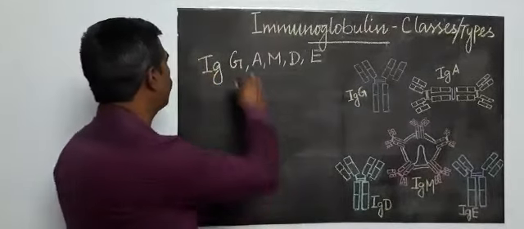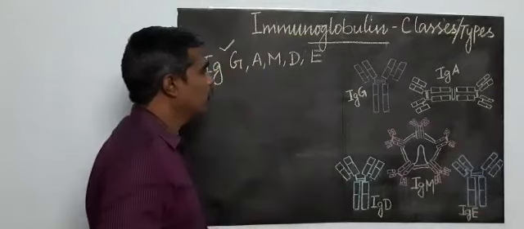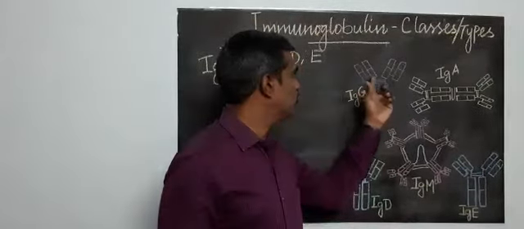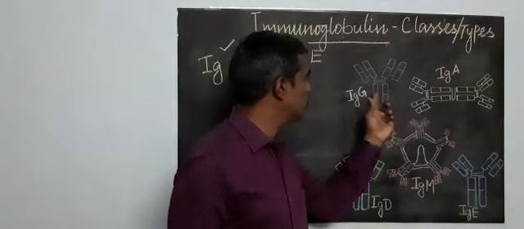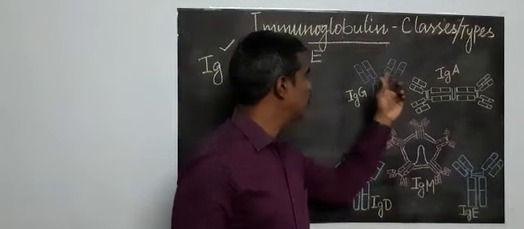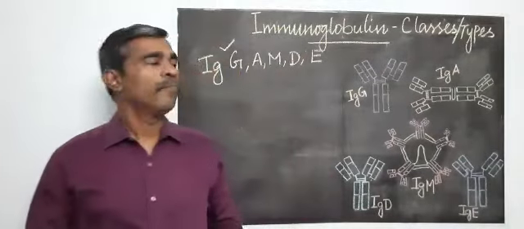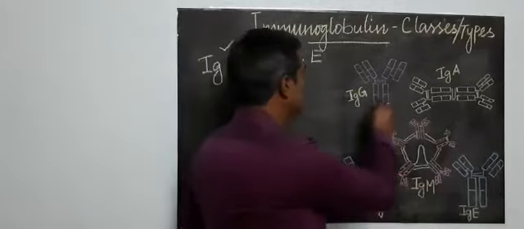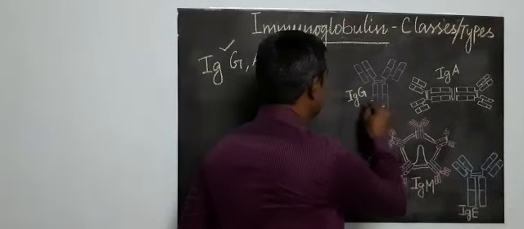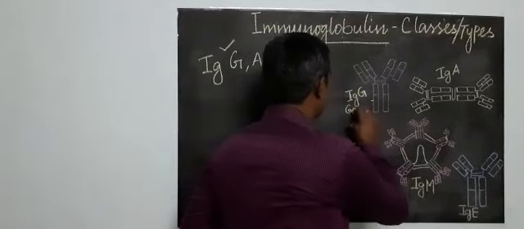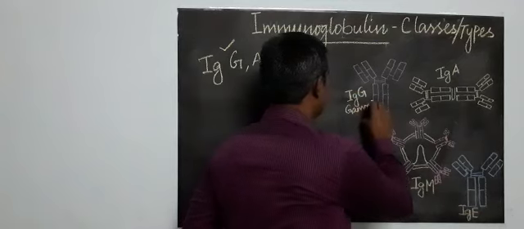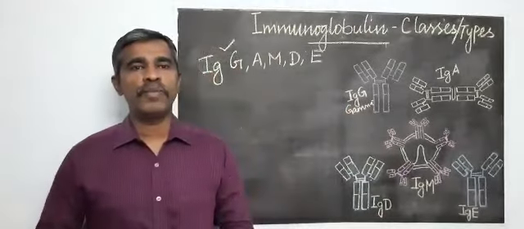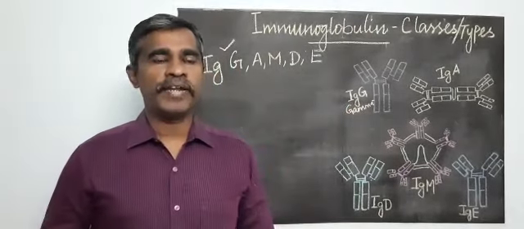First we shall see about IgG. IgG is a monomer unit. The immunoglobulin structure has 2 heavy chains and 2 light chains, which we already know. This is a monomer unit, and the heavy chain present here is of gamma type. That is why it is called IgG. The heavy chain of immunoglobulin G is gamma type.